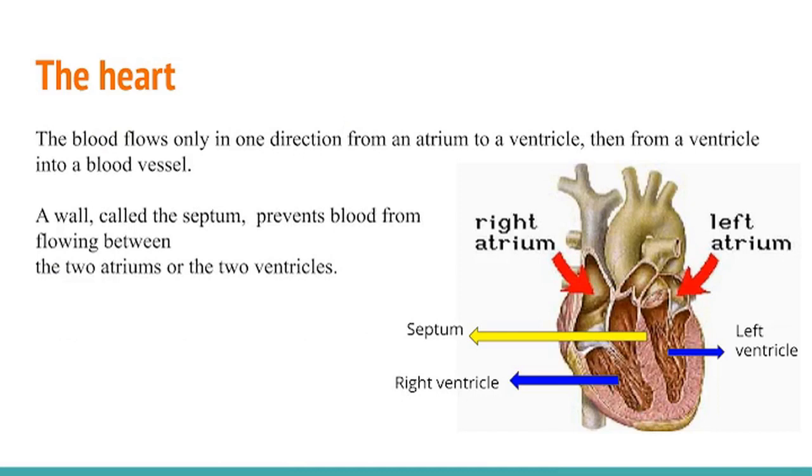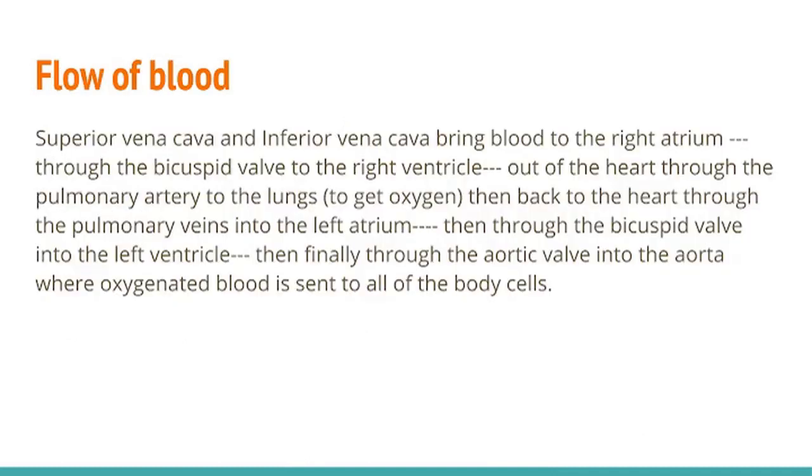The right side of the heart contains deoxygenated blood, while the left side of the heart contains oxygenated blood. This flow of blood causes your heart to make a lub-dub sound. Sometimes the blood doesn't flow in one direction, and it makes a lub-swoosh sound. This is known as a heart murmur.